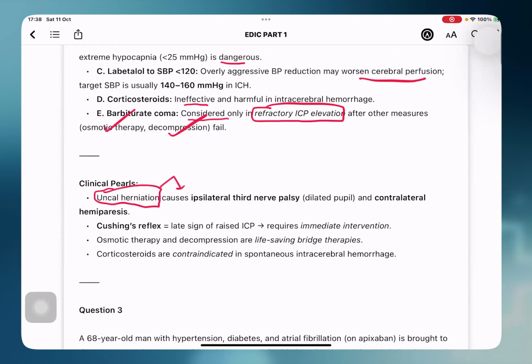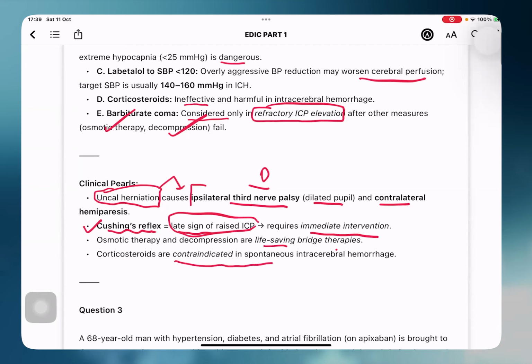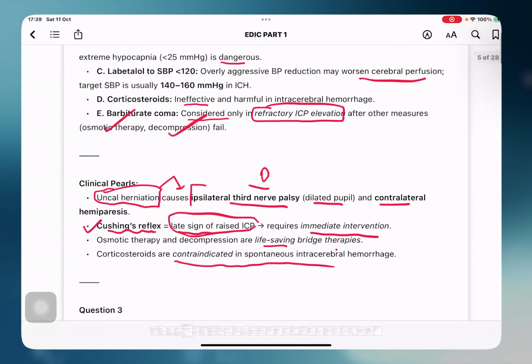Uncal herniation causes ipsilateral third nerve palsy, that is oculomotor. It will lead to a dilated pupil and contralateral hemiparesis. You need to remember the Cushing's reflex, that is a late sign of ICP: bradycardia, hypertension, and irregular respiration. It needs immediate intervention. Osmotic therapy and decompression are life-saving bridge therapies. Eventually, the patient will recover from the healthier brain and settling of edema. But as of the situation, the patient needs emergent decompression. Steroids are contraindicated in spontaneous intracerebral hemorrhage.